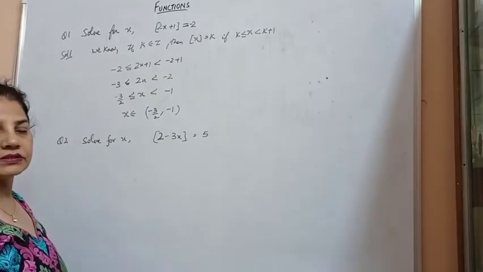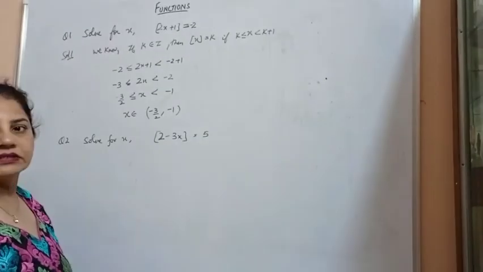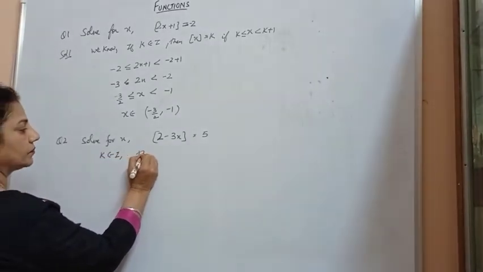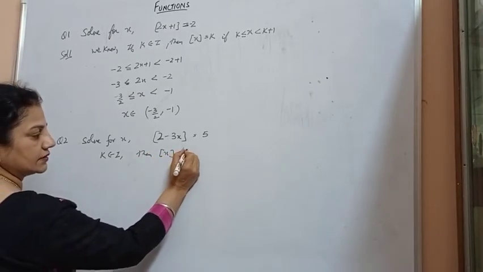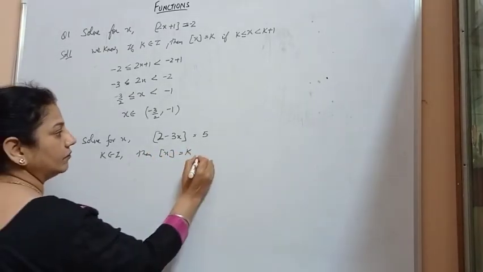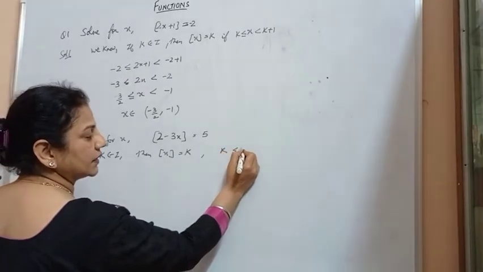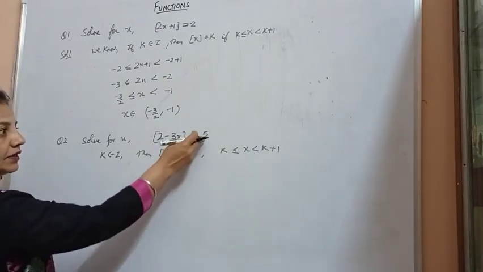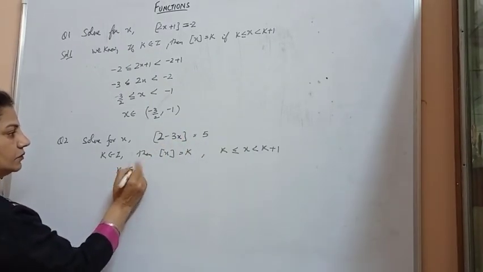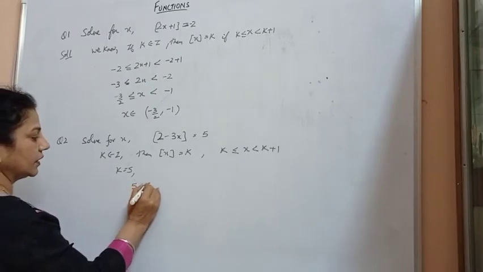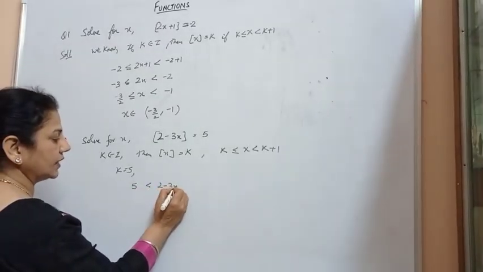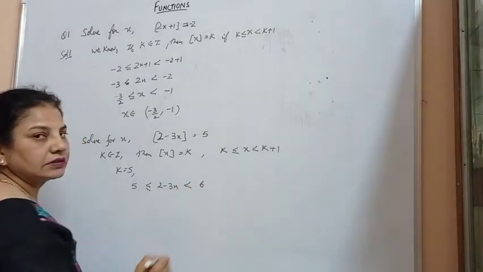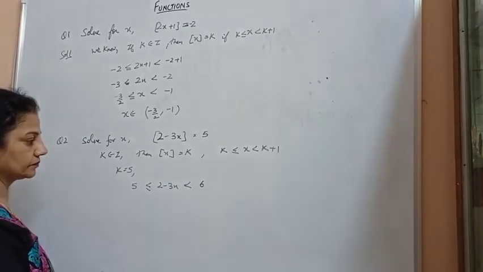Again, in this particular case, greatest integer of 2 minus 3x is equal to 5. We know that if k belongs to an integer, and greatest integer x is equal to k, then k is less than or equal to x and strictly less than k plus 1. In this particular case, k is equal to 5. So we have 2 minus 3x is greater than or equal to 5 and strictly less than k plus 1, 6.